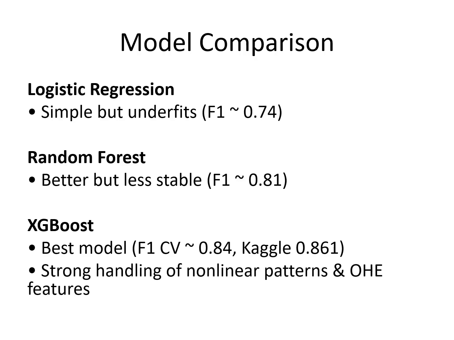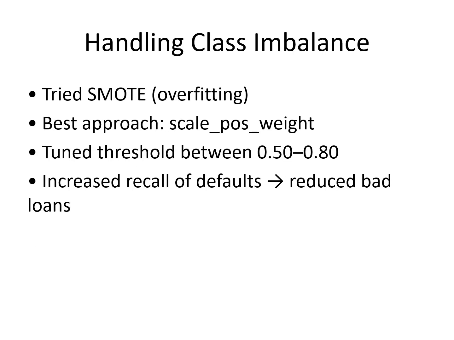The reason XGBoost works so well is that it handles nonlinear relationships, sparse one-hot encoded features, and class imbalance very effectively. I also explored SMOTE, but I found it increased overfitting for my model, which is common when applying synthetic sampling to tree-based models. The best approach for me was using XGBoost scale_pos_weight, which directly adjusts the loss function to give more importance to the minority class.